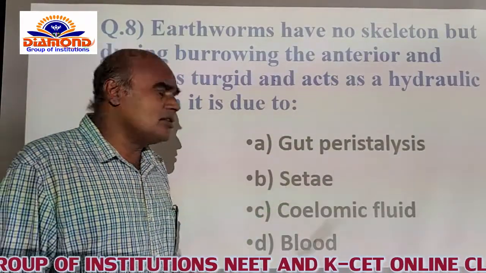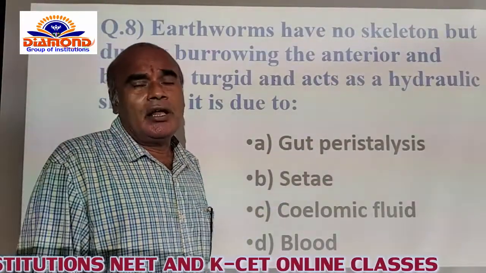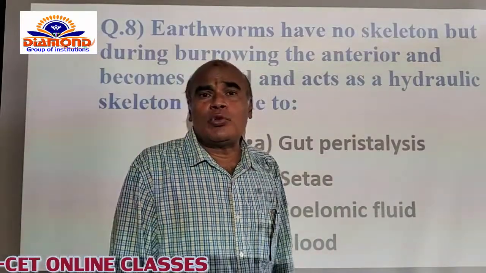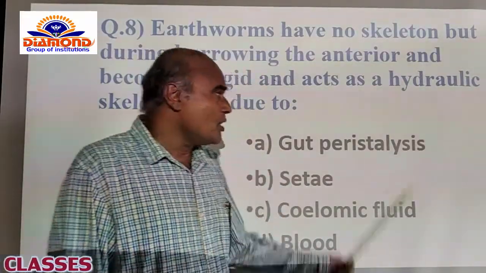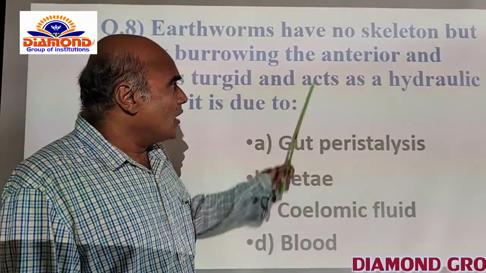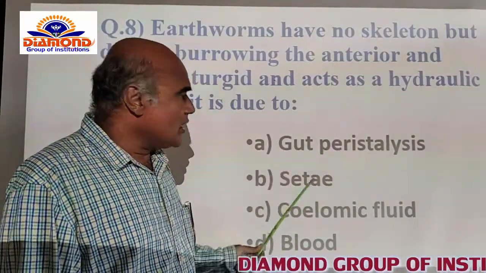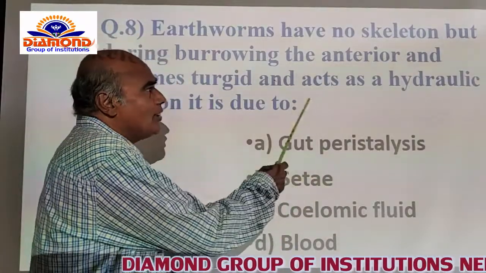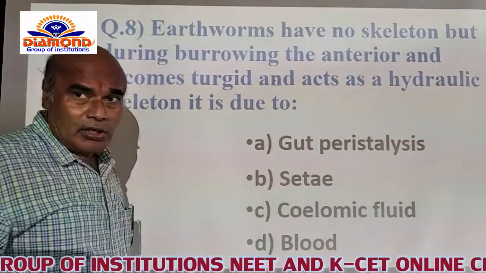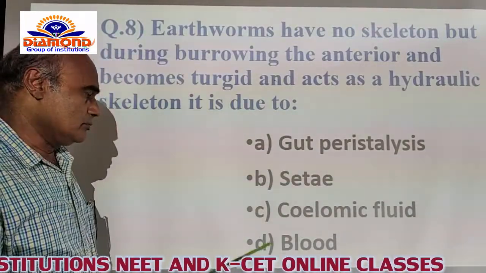And after that, B, the setae. The setae are nothing but chaetae also. The setae are a kind of locomotory organelle of the earthworm itself, and they do not act like a hydraulic skeleton. So option B is also not related to this.